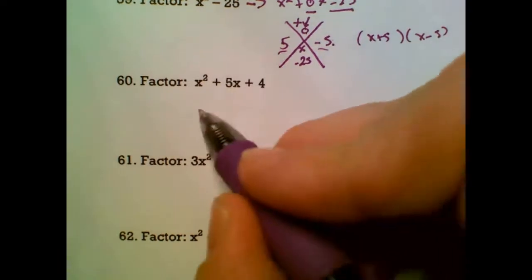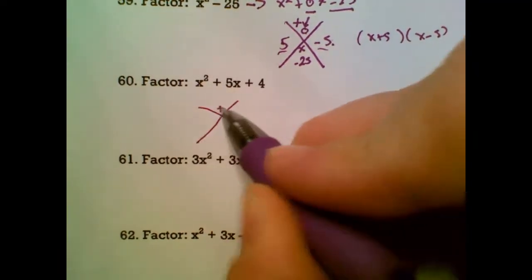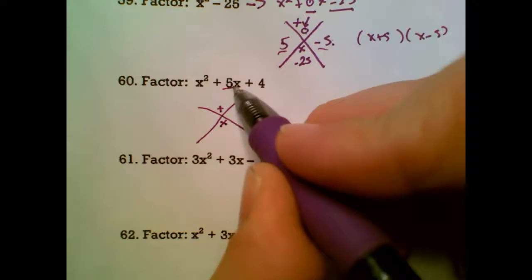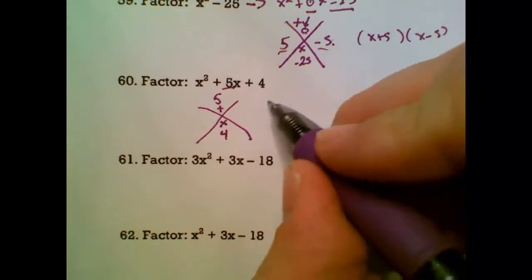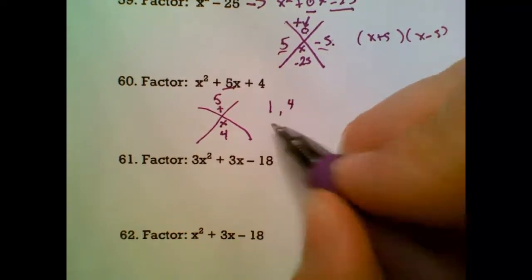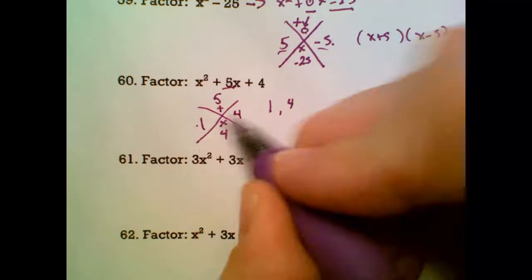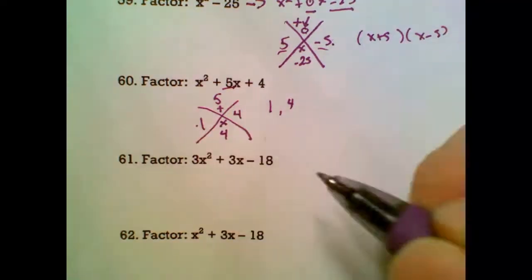Okay, moving on to this one, same idea. We'll make our nice little x. It's going to be our addition. This is going to be a multiplication. Put the 5 on top, the 4 on the bottom. So what times what is 4 that add together would be 5? Well, let's start with 1 and 4. Would that do it? Yeah, it would. 1 times 4 is 4. 1 plus 4 is 5.